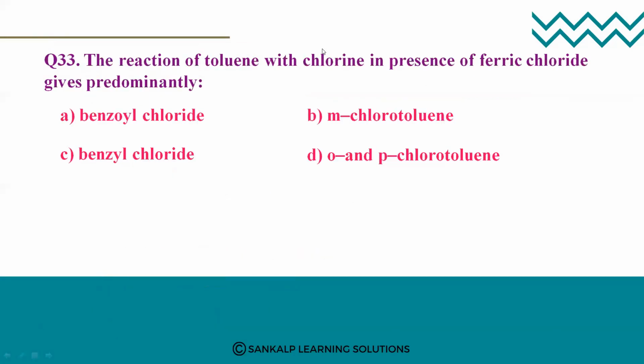So we'll solve some questions based on this. The reaction of toluene with chlorine in the presence of ferric chloride gives predominantly: A, benzoyl chloride; B, metachlorotoluene; C, benzyl chloride; and D, orthoparachlorotoluene.